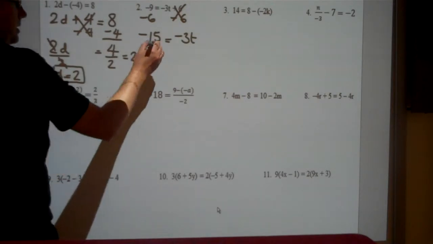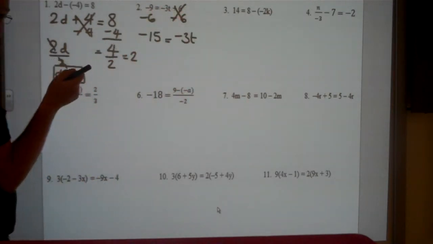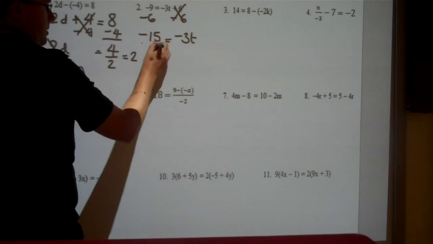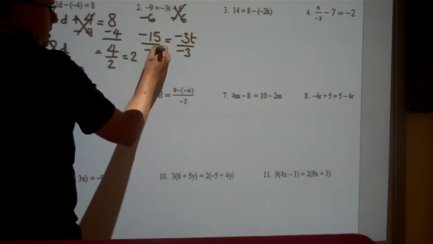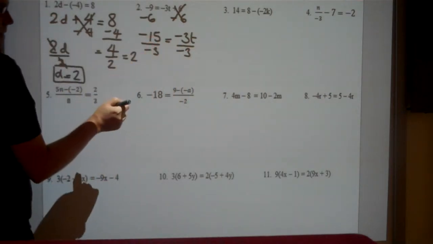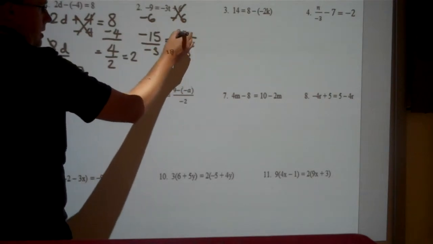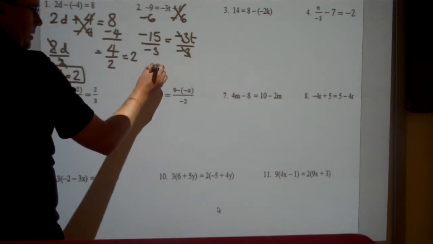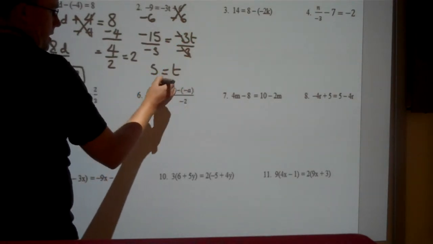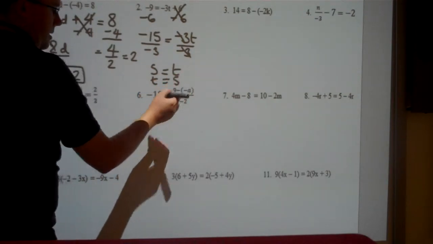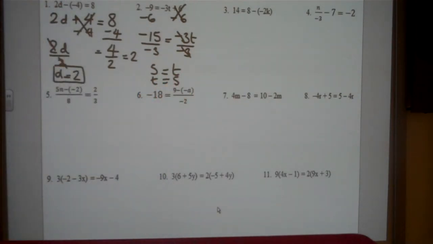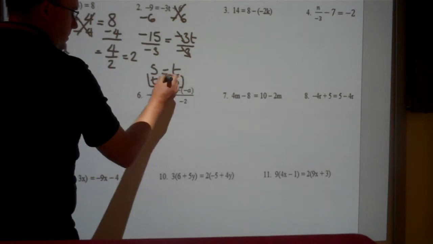Now we're going to divide both sides by negative 3, because if they're next to each other, that means I'm multiplying, and I need to do the inverse. And negative 15 divided by negative 3 is 5, and negative 3's will cancel on this side, so 5 equals t. Or if I switch it around using my symmetric rule, then I can say that t equals 5.